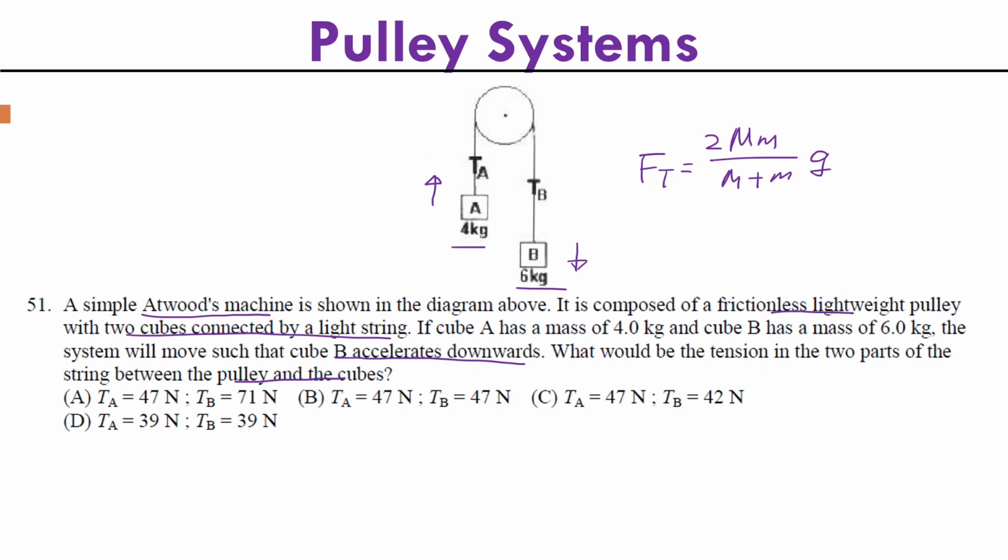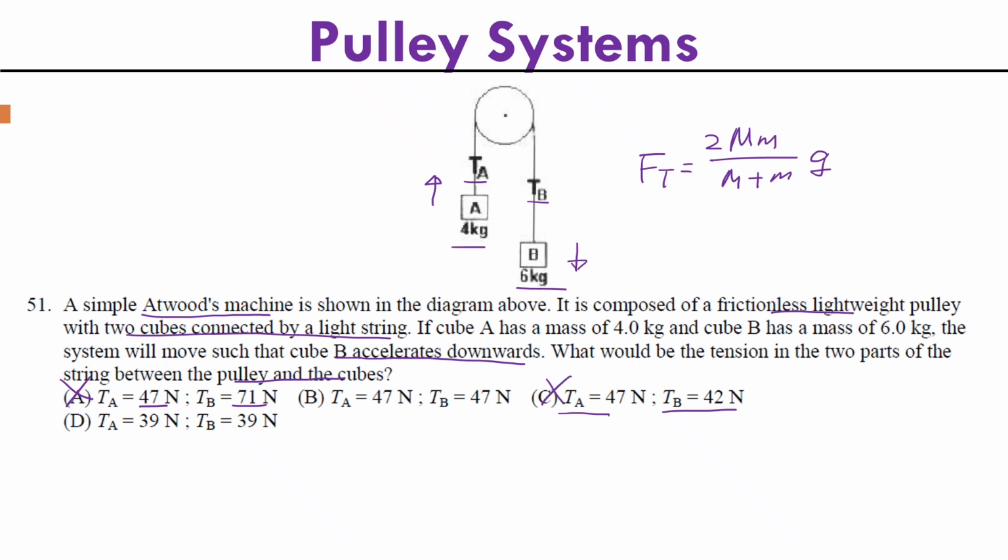So choice A says the tension on the left side is 47 Newton and the tension on the right side is 71. This is clearly wrong because we know along the same string the tension would be the same. So option A is wrong. If we look at option C, there's the same issue. The tension on both sides of the string would be the same. So this one is wrong.